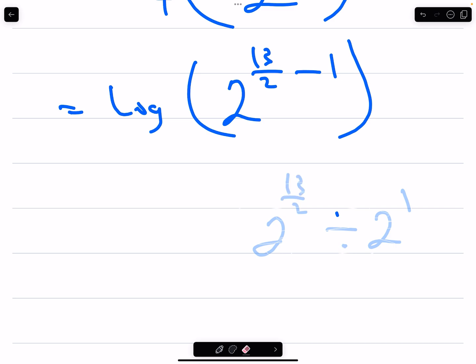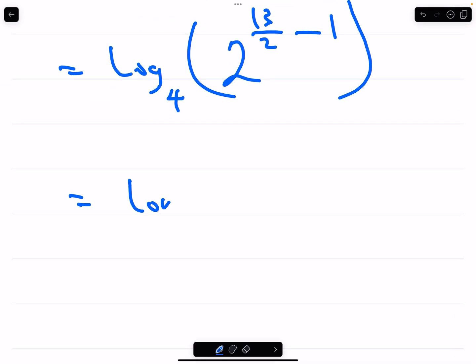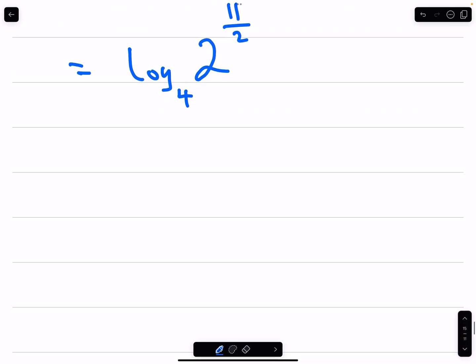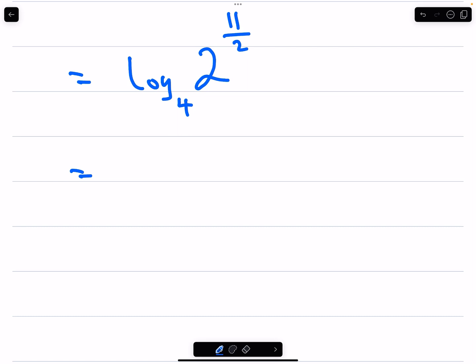And where do we go from there? Of course, don't forget the base 4. That will be log 2 raised to the power 13 over 2 minus 1 to base 4, which is equal to log 2 raised to the power 11 over 2 base 4. I can write it this way, log 2 raised to the power 11 over 2, or let me even just do it this way. That's the same as 11 over 2 times log 2 base 4.